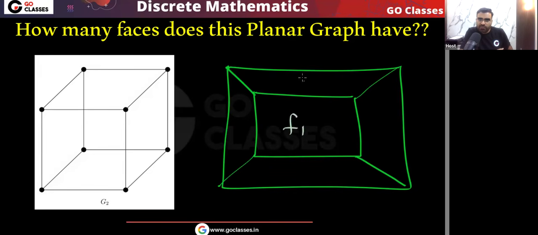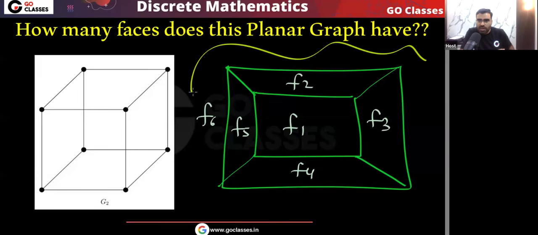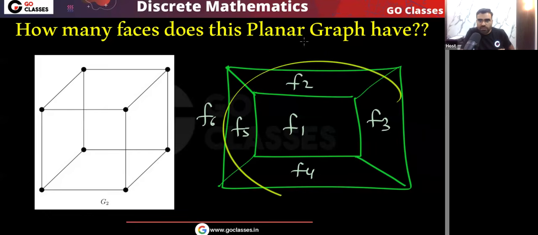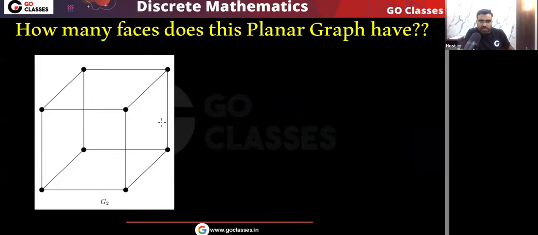You can see, for example, F1, F2, F3, F4, F5, and there is F6. So there will be a total of 6 faces. How many are unbounded? This is one unbounded face and 5 bounded faces. Is this point clear? If I ask you how many faces this graph has, what will your answer be? That will be 6 faces.